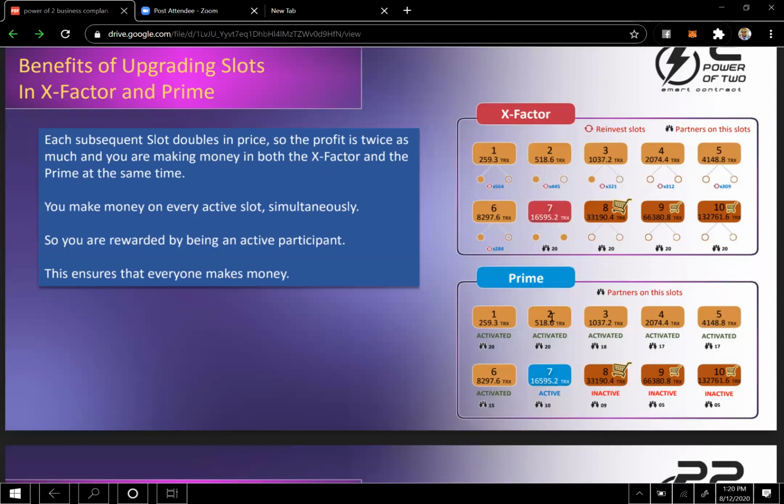But guess what? In the Prime, all of them will be in my first row, because it's a unilevel. You look at it like this right here in the Prime. Every slot consists of 10 levels, infinite wide and 10 levels deep. So all those people, when they begin to upgrade to level two, level three, level four, level five, you're going to be making 10% on 1,000 people.